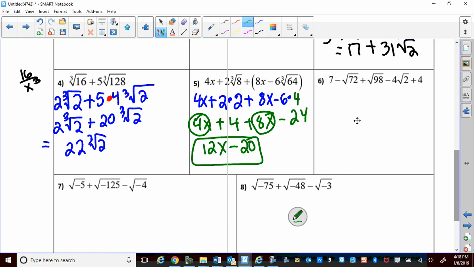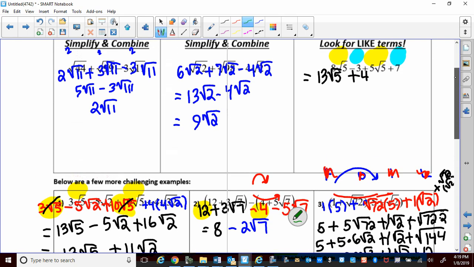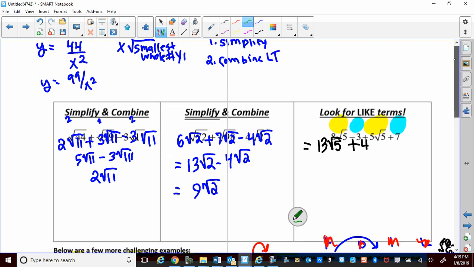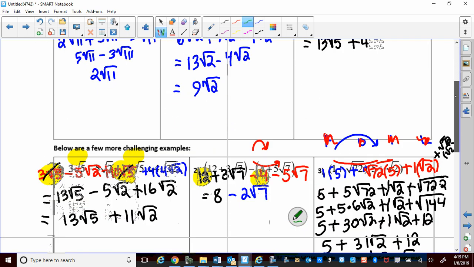Okay? Number 6, I have 7 minus 6 root 2. Plus, if I go back up, I did the square root of 98 up here. That simplifies as 7 root 2.